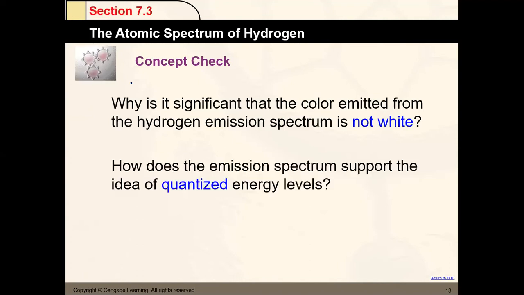How does the emission spectrum support the idea of quantized energy levels? Definitely, because every line I see belongs to one particular energy level transition. So every light is provided by that.